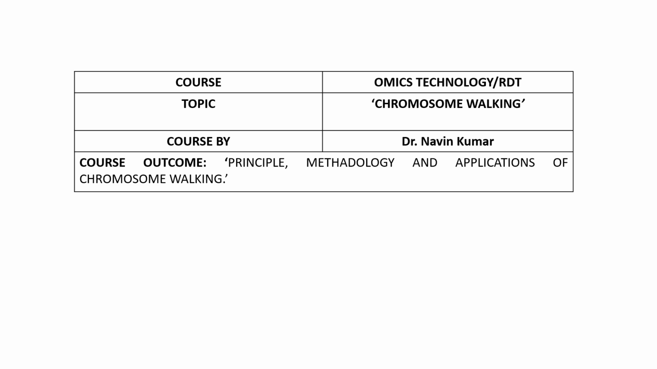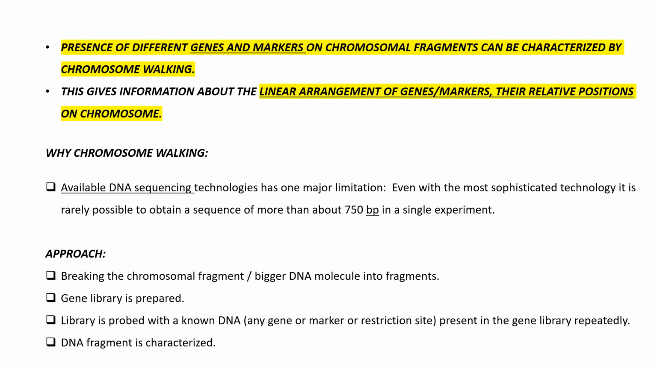Hello students, today I am going to discuss chromosome walking. That is a very important technique of cytogenetics. With the help of this technique, different genes and markers on a chromosomal fragment can be identified and characterized. So basically, chromosome walking gives an idea about the linear arrangement of genes and the different DNA markers, and also about their relative positions on the chromosome.